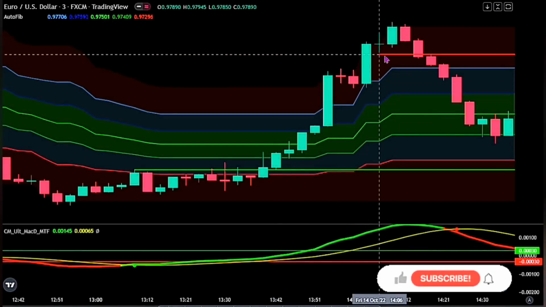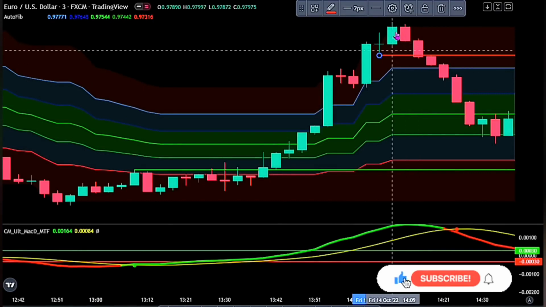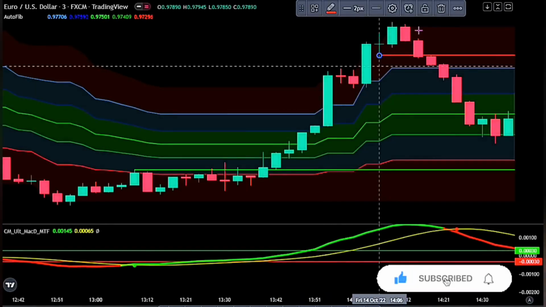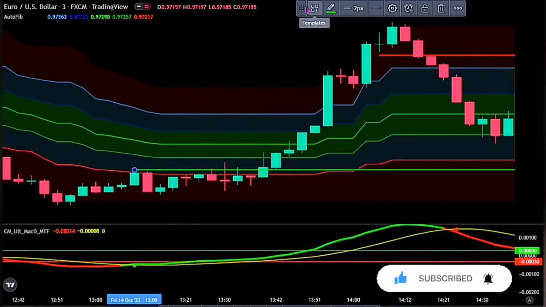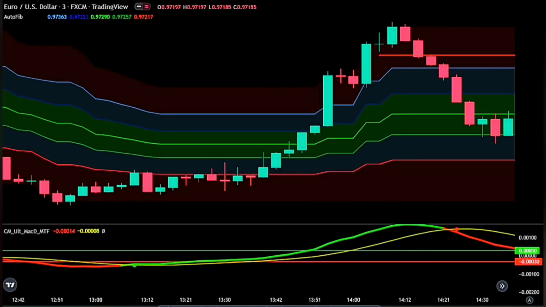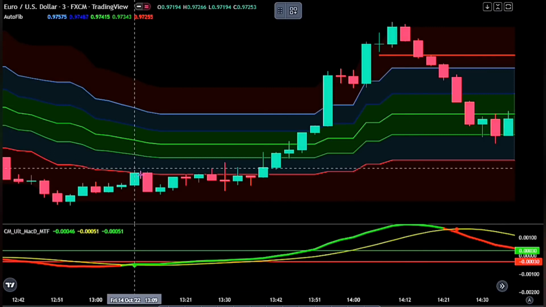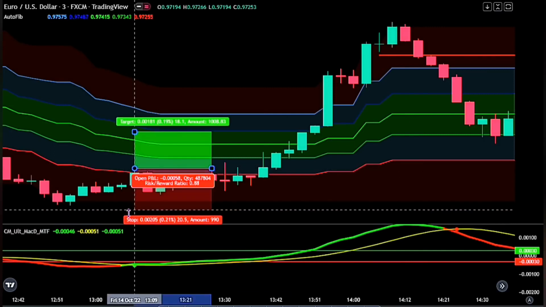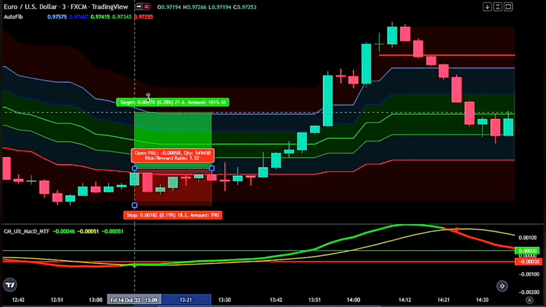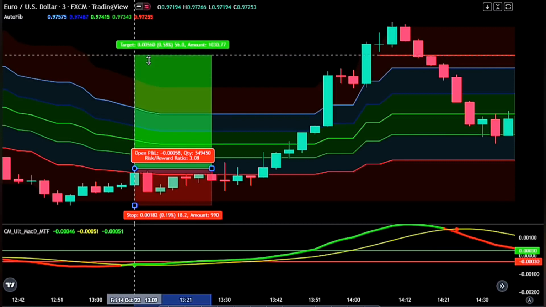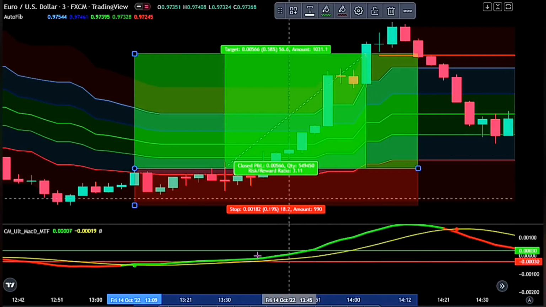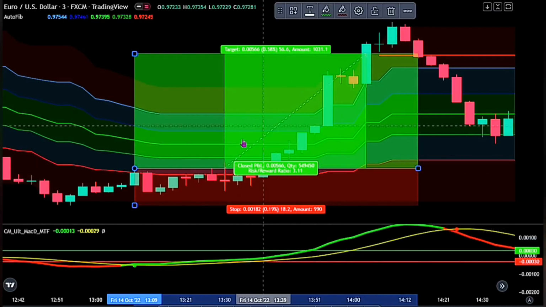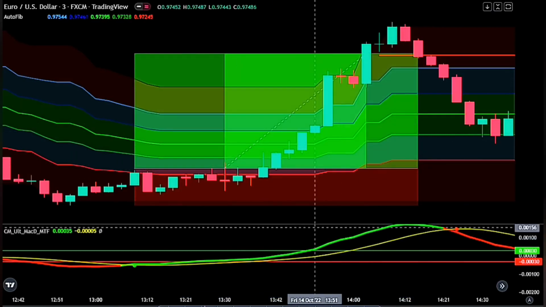And we can see that we could have been stopped out at this point. Let's calculate how much we would have bagged. And we could see we would have bagged more than 3 times our risk.